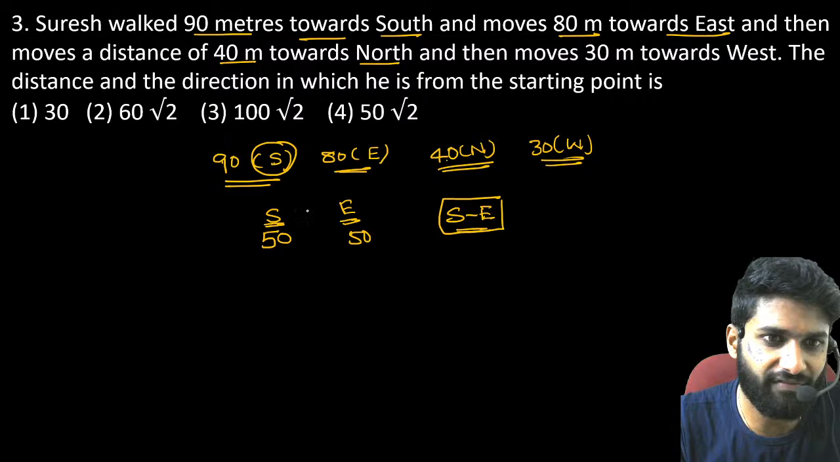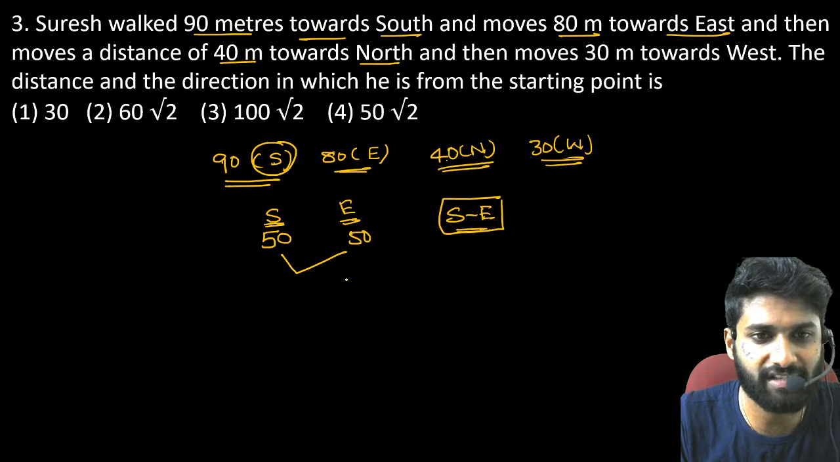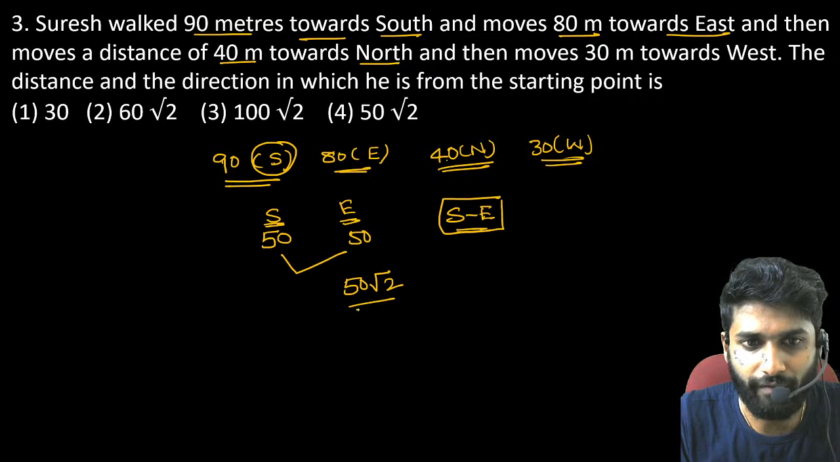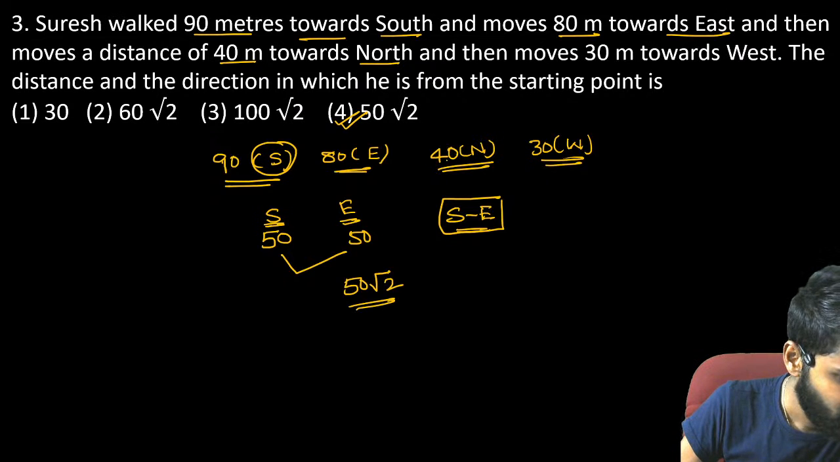So southeast means two different directions, and definitely you can use the Pythagoras theorem. See, 50 squared plus 50 squared, the value becomes exactly 50 root 2. The answer is exactly 50 root 2. Now clear?